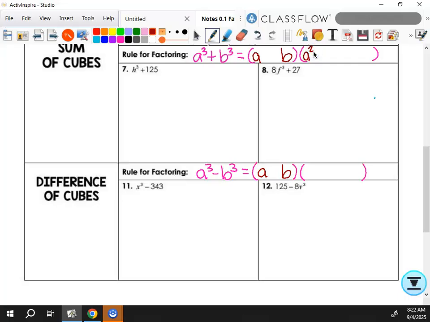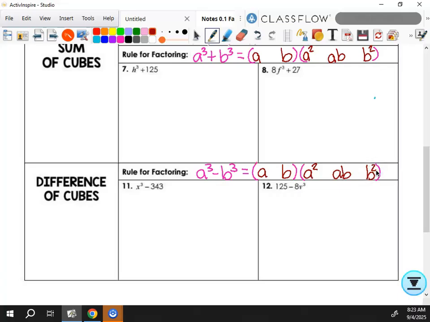Then for my middle term here, I multiply the two together, a times b. And for the last term, I square that second term. Sometimes I don't make my parentheses big enough. It's just a little bit bigger so you can read what I'm writing. The same thing happens down here. I square a, I multiply them together, I square b.